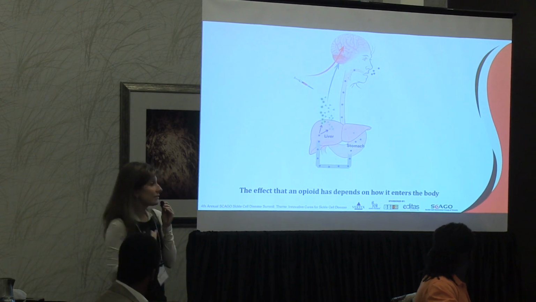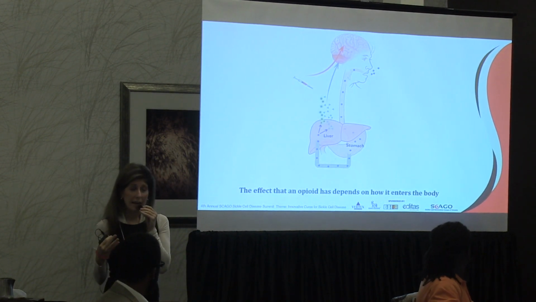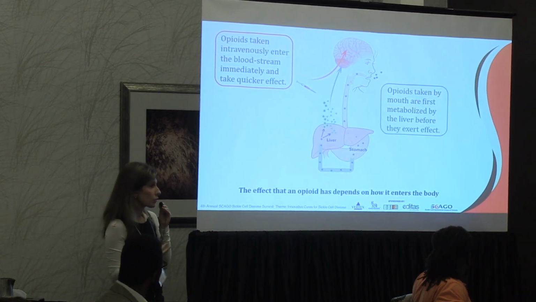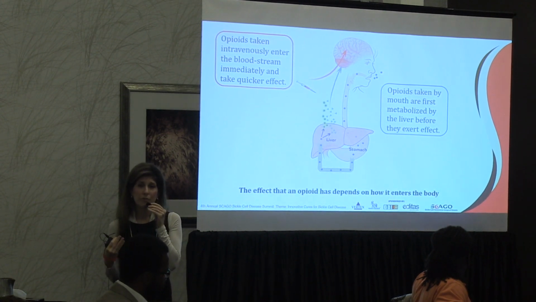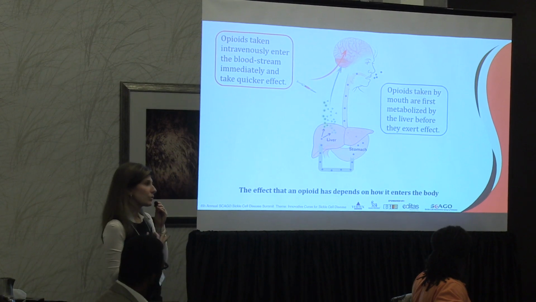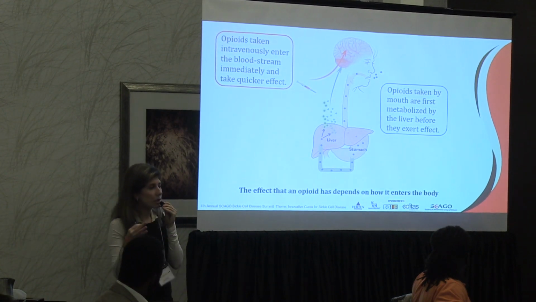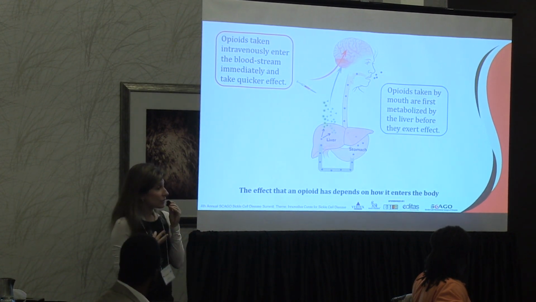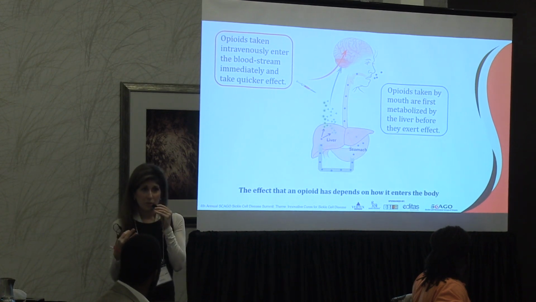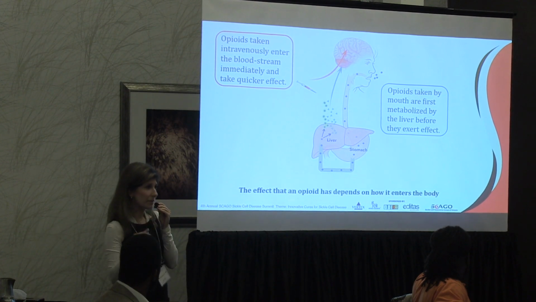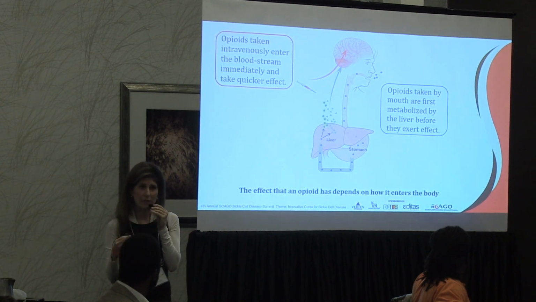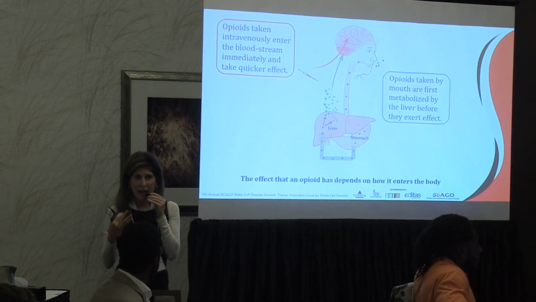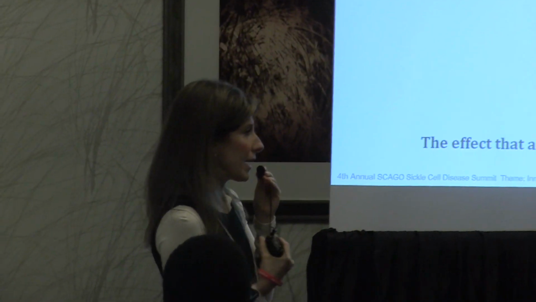So the effect that an opioid has actually depends on how it enters the body. Opioids taken by mouth are first absorbed by the intestinal tract, and then they undergo first pass metabolism through the liver, and it's through those metabolites that they are then able to bind to the mu receptor agonists throughout the body to exert their pain effects. Opioids taken intravenously end up having their effects much more quickly because they avoid that first pass metabolism, although ultimately those metabolites still go through the liver and kidneys to differing degrees. But essentially, when opioids are given intravenously, they act much more quickly than opioids that are taken by mouth.